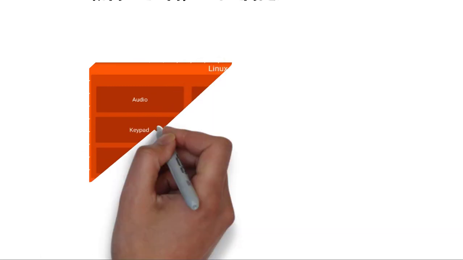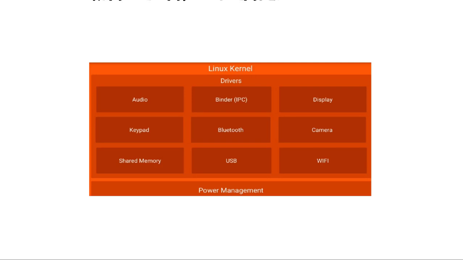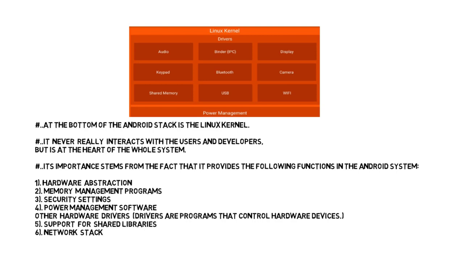Let's see the first layer of the Android platform architecture. This is the first layer. It has audio, keyboard, Bluetooth, Wi-Fi, display, camera and shared memory, and the main one is power management. The first layer of Android platform architecture is the Linux layer. At the bottom of the Android stack is the kernel layer. It never really interacts with the user or the developer, but it is the heart of the whole system. Its importance comes from the fact that it provides the following functions that I have listed here.